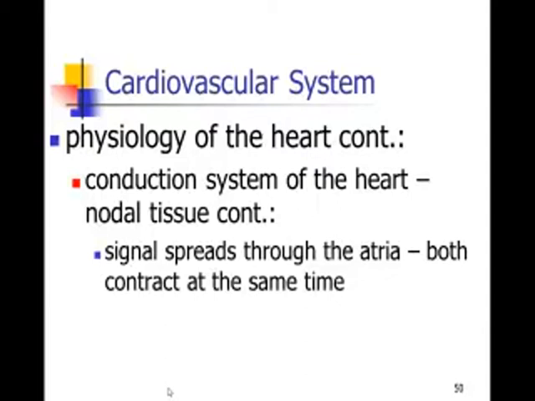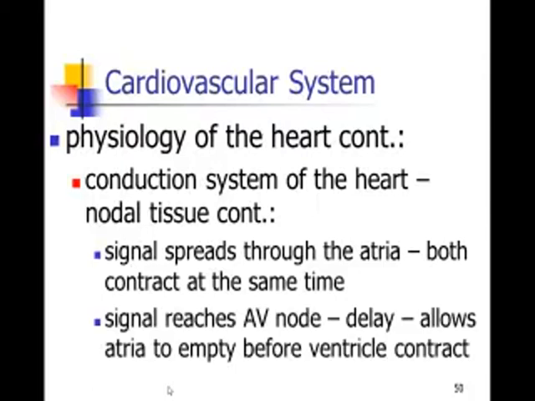Anyway, the signal from the SA node is going to spread throughout both atria, and because of this spreading, it turns out that basically both atria contract at the same time. Again, this is if we have normal situations here, and that increases the efficiency of the pumping that they do. Remember that we referred to the atria as receiving chambers, but they do a little bit of pumping. Usually about 20 to 25% of the blood that goes into the ventricle comes in because of the atrial contraction.